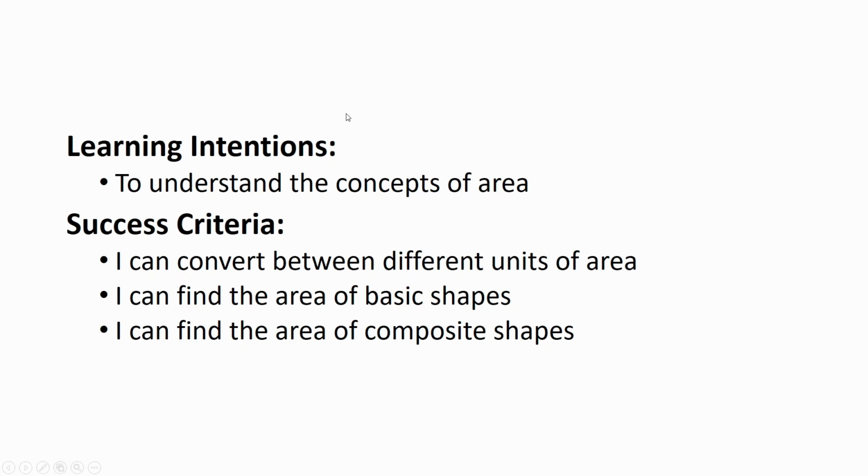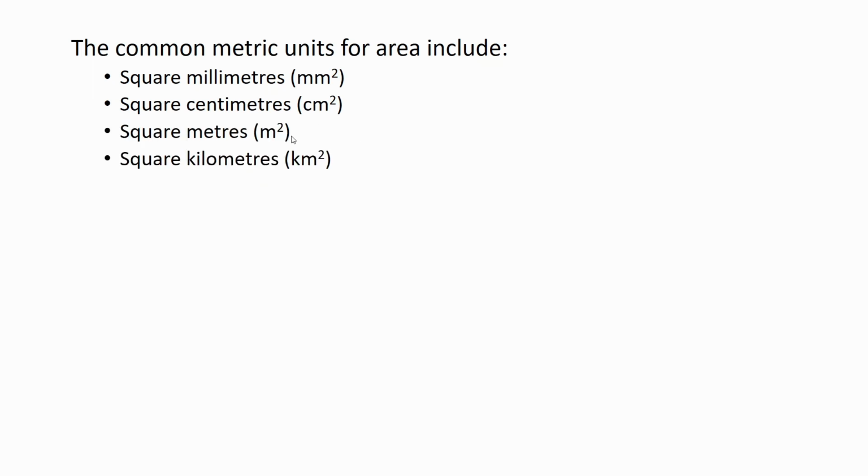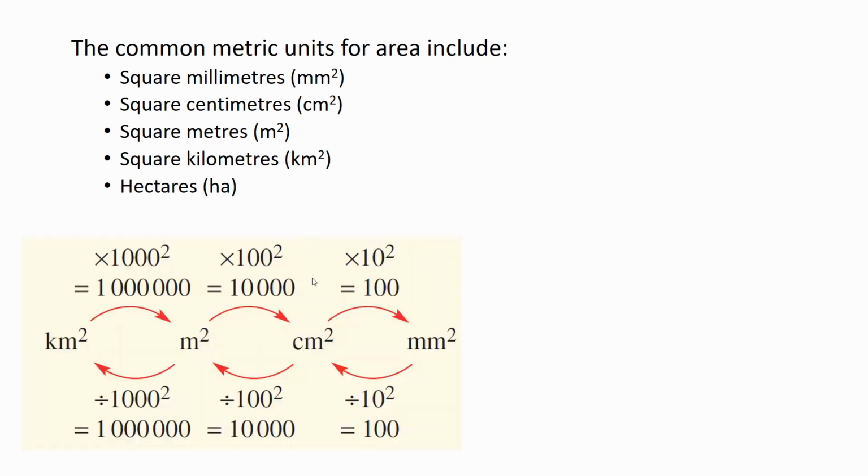Alright, so we're going to start the lesson off with the common metric units for area. The first one of these is square millimeters, or millimeters squared, and it's written like that here. Our next one is square centimeters, and we have square meters, square kilometers, and hectares. And we have this little flowchart to the left that shows us how to convert between them.